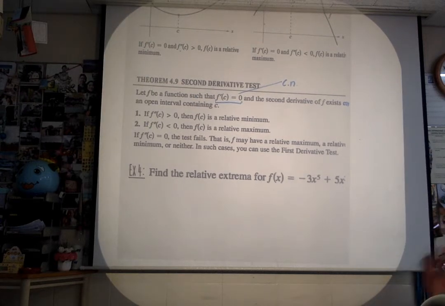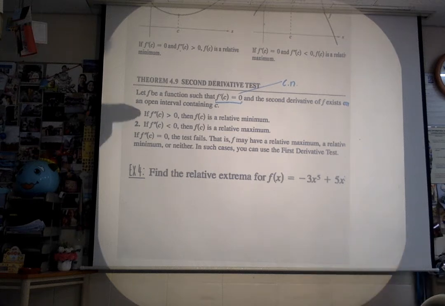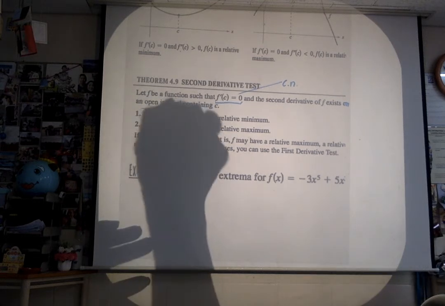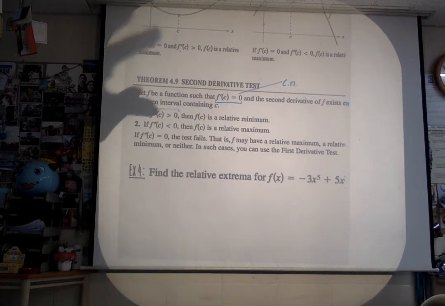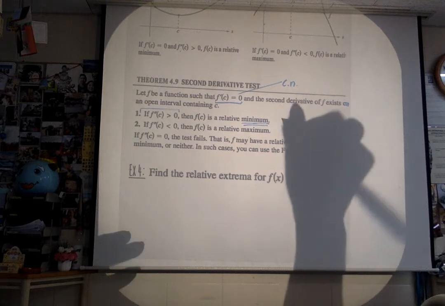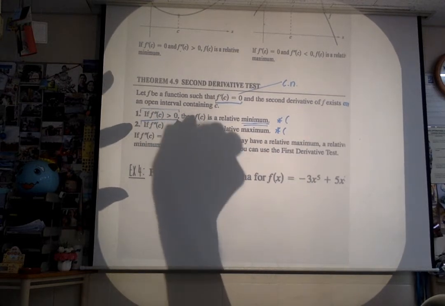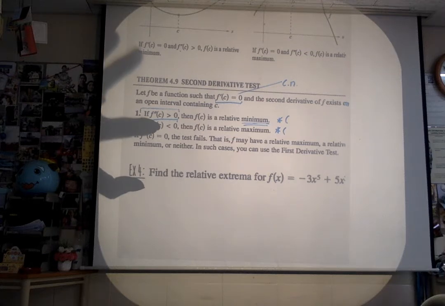So the second derivative of f has to exist. Think about what that means. What kind of function doesn't have a second derivative? Think about that. Now, if your second derivative of c is positive, then f of c is a relative minimum. Think about why it's the minimum, though. And now, what if your second derivative is less than 0, or negative? Then f of c is a relative maximum.